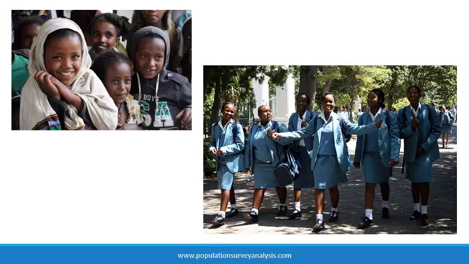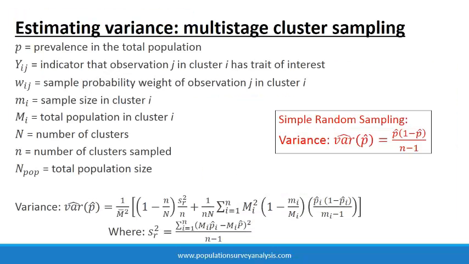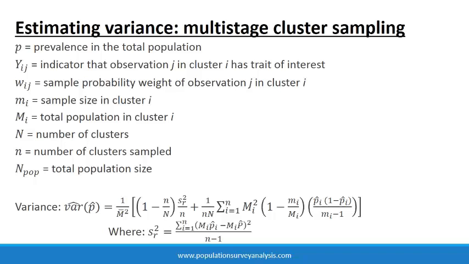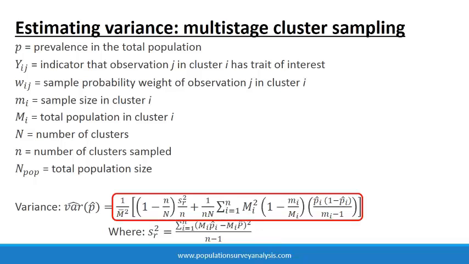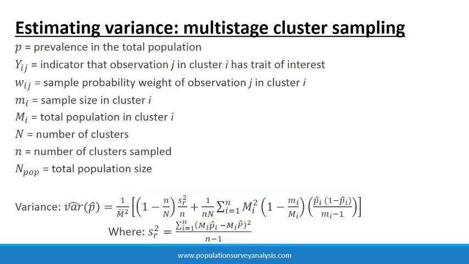Does that make sense? Remember from the simple random sampling lecture, variance of a proportion is calculated as the prevalence estimate times 1 minus the prevalence estimate, all divided by the sample size n minus 1. The variance estimates from a cluster sample are comprised of two pieces: variance within a cluster and variance across clusters. As you can see, the calculation of the variance estimator for the clustered samples is complex.